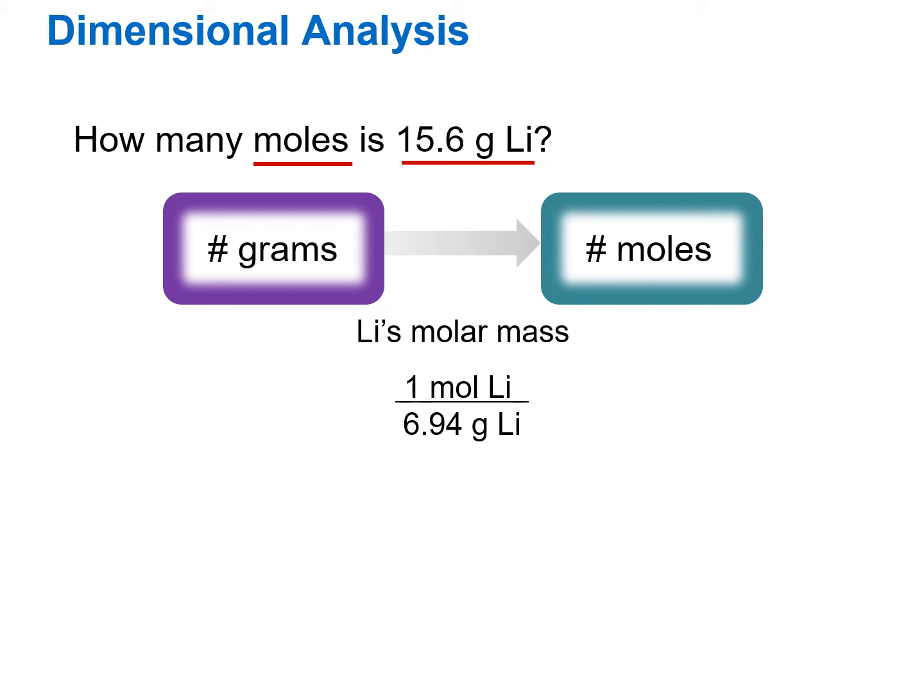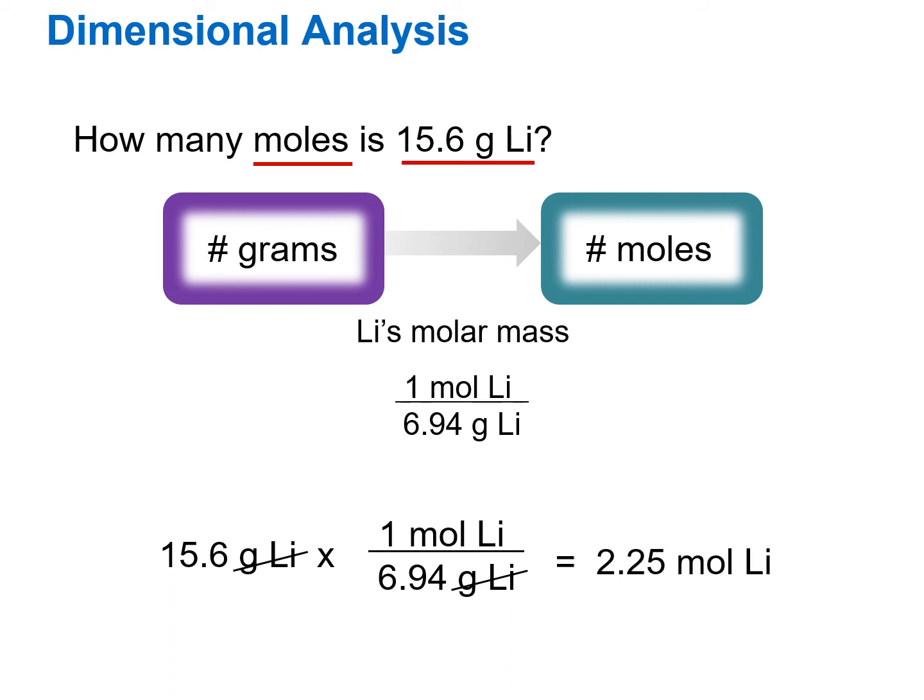So I like to start with what I'm given, which is 15.6 grams of lithium. And now I'm going to use my predetermined conversion factor. I'm going to drop that right in. And now I can get rid of repeating terms. So I have grams of lithium on the bottom, grams of lithium on the top. The only units left standing are moles of lithium, which is great because I'm being asked how many moles. And now I would do the math. In this case, we're going to multiply 15.6 times 1, and we're going to divide it by 6.94. And when we do that, we end up with 2.25 moles of lithium.